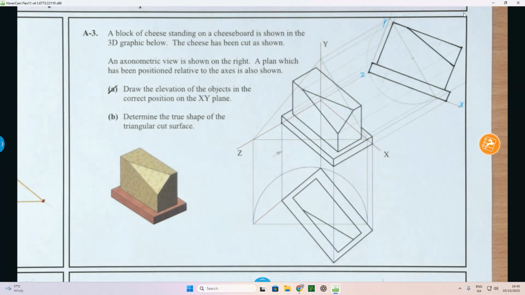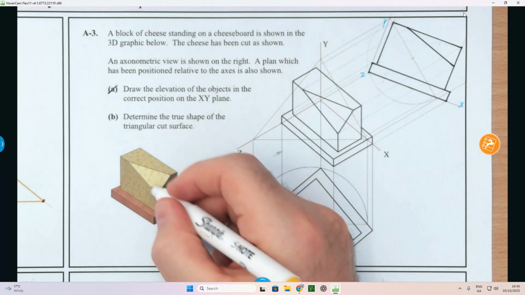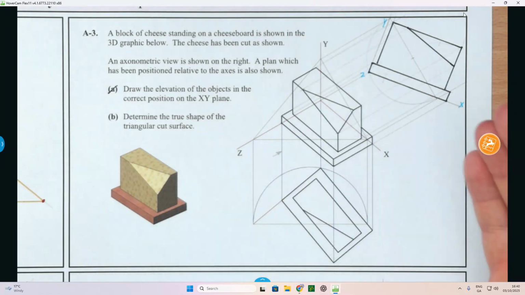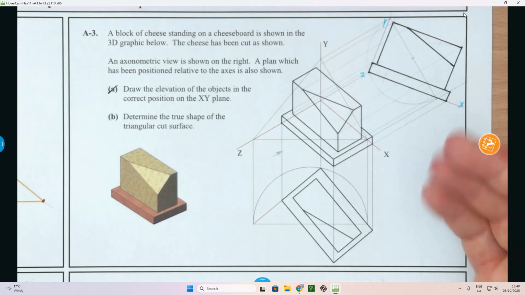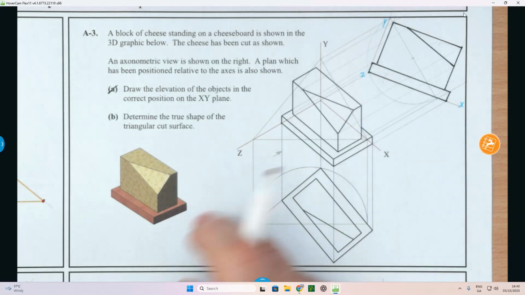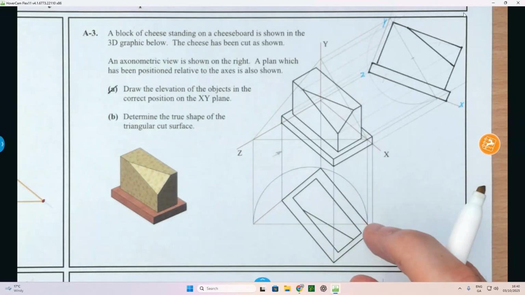Okay, there's a couple of ways we could go about this now. I'm going to highlight a couple of little things here. If I want to get the true shape of the cut surface, it's essentially a triangle. What I want to find is, first of all, if I have the length of all the sides, I can just draw them down here and draw a triangle like we did in maybe first year graphics.